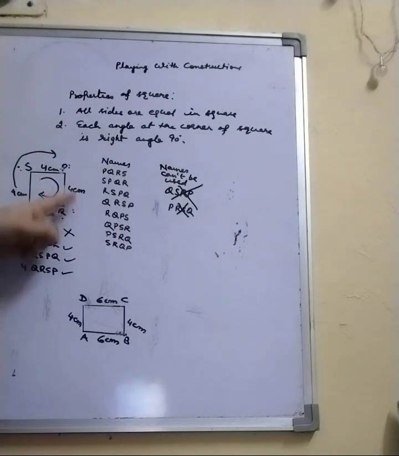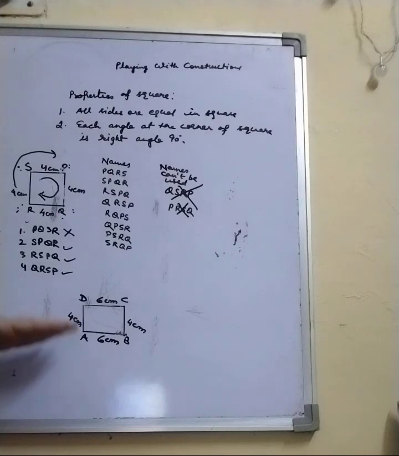स्क्वायर में सारी साइड्स इक्वल होती हैं. But what is the difference between square and rectangle?